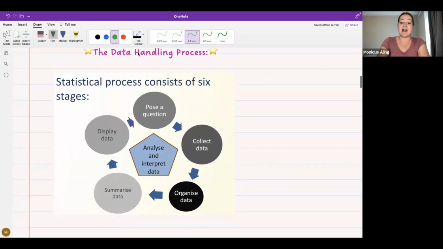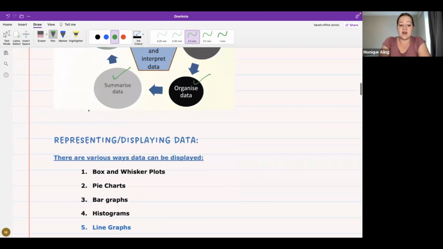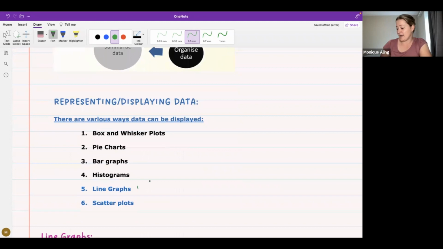Okay, so just a reminder of the process. We started with posing questions, how to collect data, the different methods, how we organize it in our frequency and tally tables. We went on to summarizing data, where we also learned about quartiles and the interquartile range. And then we are still looking at displaying data. So last week, you did go through quite a few types of graphs, as well as box and whisker plots. So today we are going to be looking specifically at our line graphs and scatter plots.